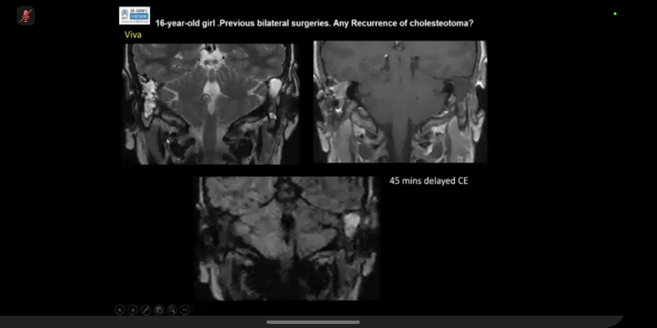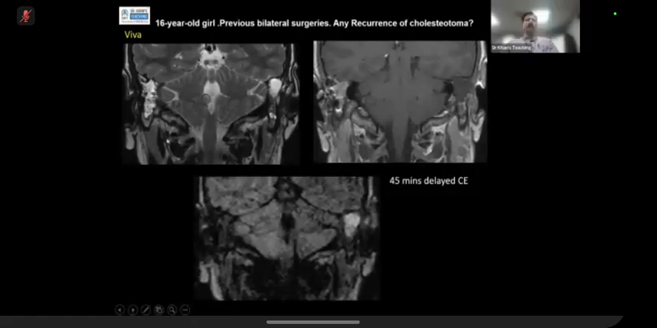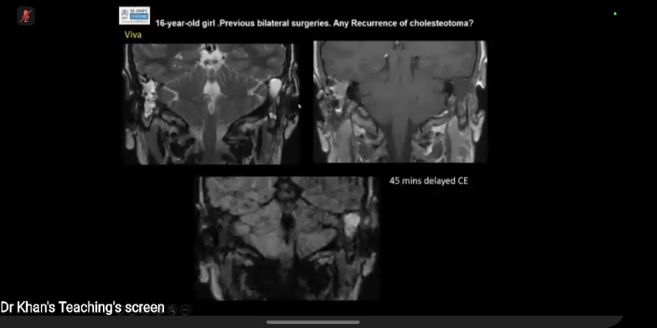All right. So the right is high T2 signal, shows some enhancement, but no restriction. So the conclusion is it's granulation tissue on the right. Excellent. And on the left? On the left, it's high T2 signal and shows no enhancement, but there is diffusion restriction. So that is recurrence of cholesteatoma.